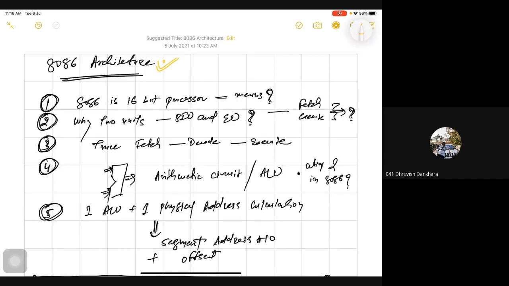Now, the first thing that you need to understand is that 8086 is a 16-bit processor. Why is it called a 16-bit processor? Because it can process 16-bit data at a time. What does that mean? My data bus can carry 16 bits of data at a time. That's why it is a 16-bit processor. This is one of the reasons.